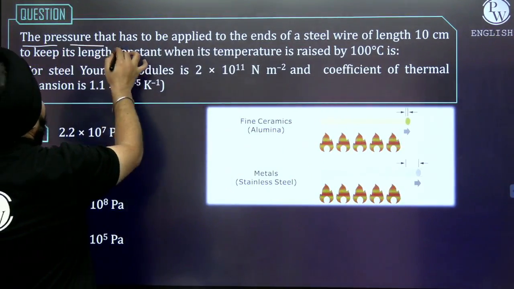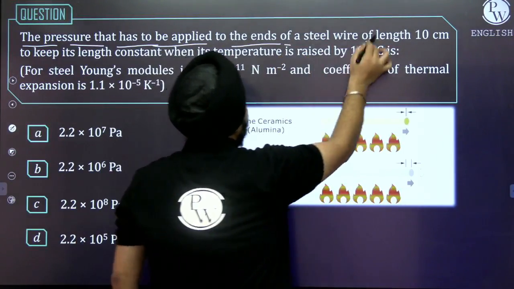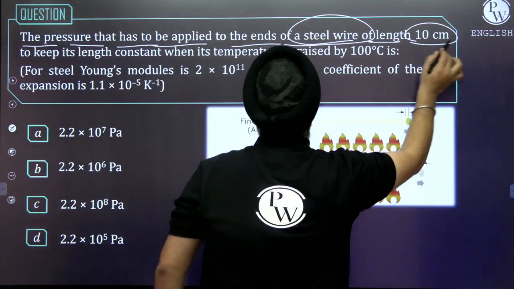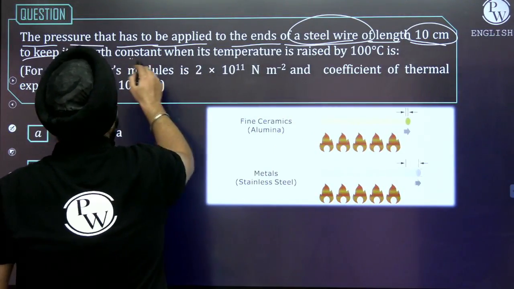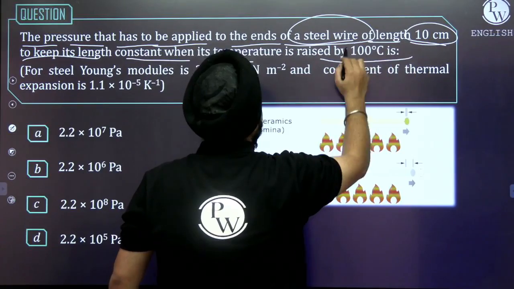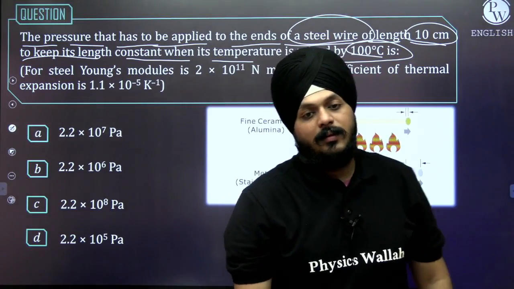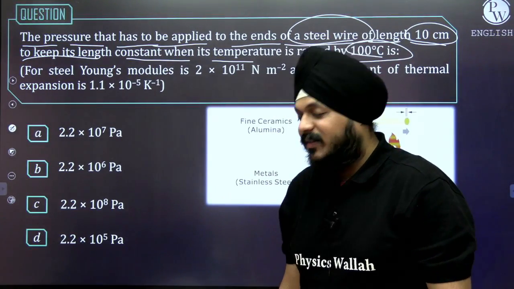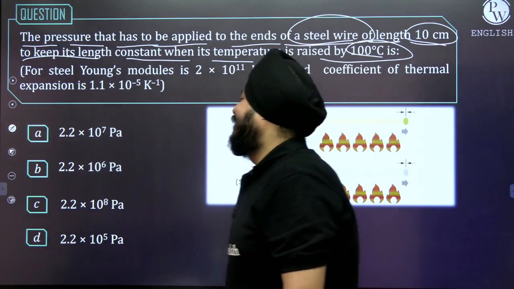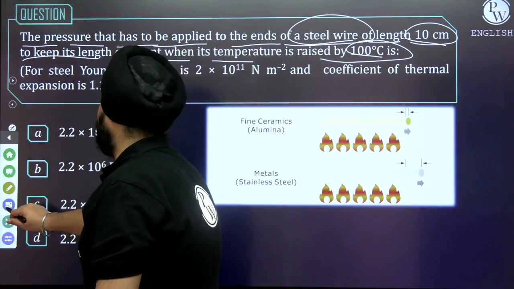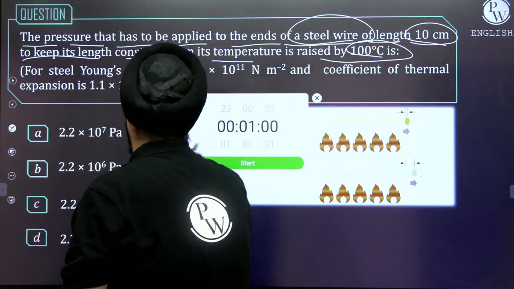The pressure that has been applied to the ends of the steel wire of length 10 centimeter to keep its length constant, but temperature is raised by 100 degrees. Let's give you all a minute to solve this question, and we are going to discuss the solution here only.